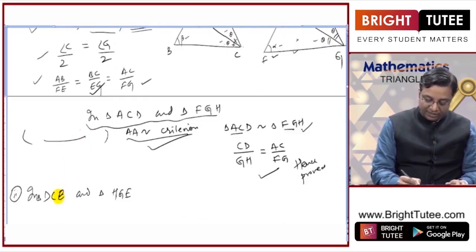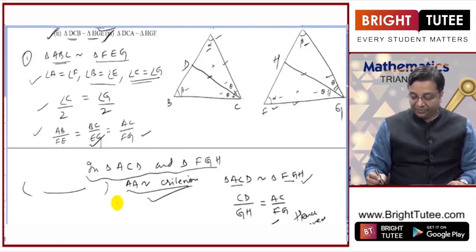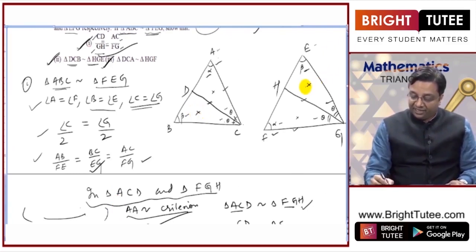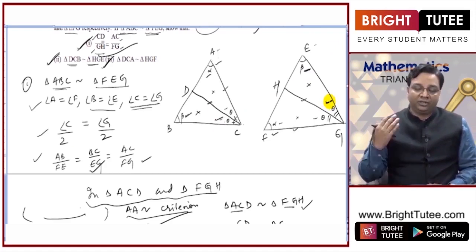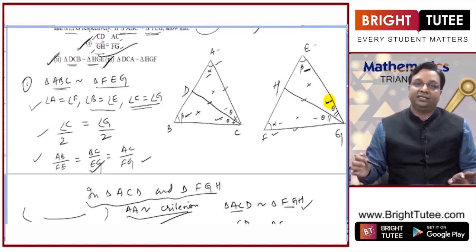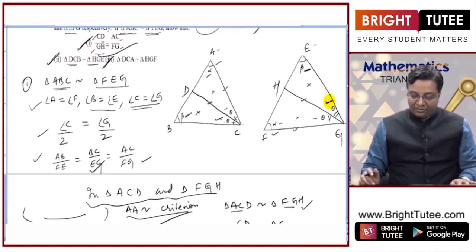We are looking for triangle DCB and HGE. So this is the triangle DCB and this triangle is HGE. As it is pretty evident, beta, theta, theta. So two angles I have already shown as equal. Because of this diagram, you can already see that two angles are equal. So by angle similarity, you can directly say that these two triangles are similar.